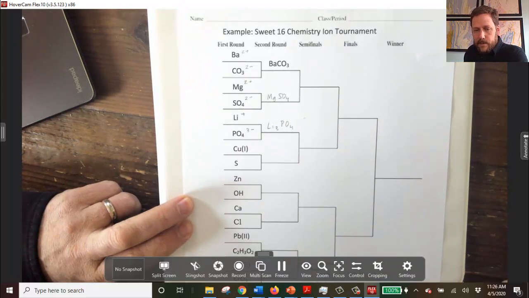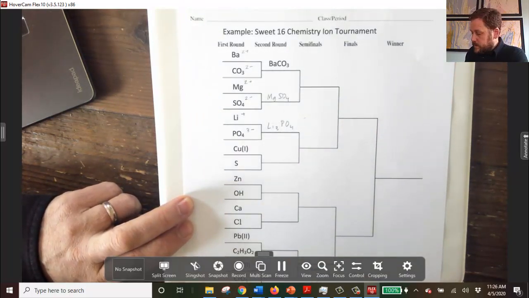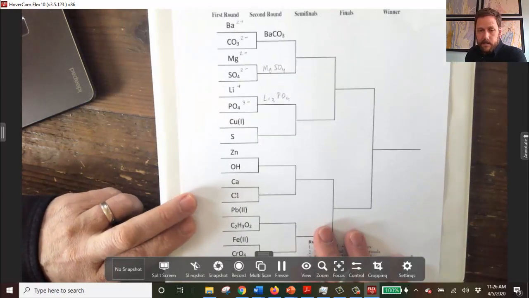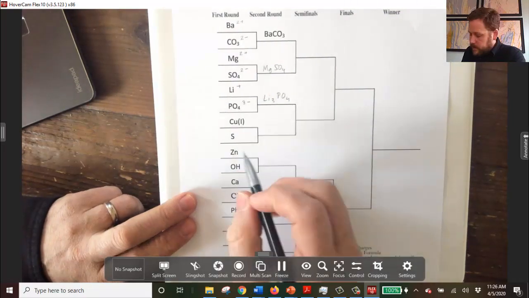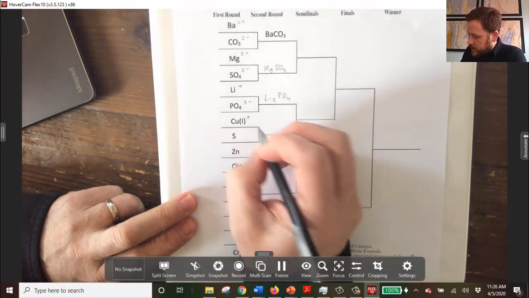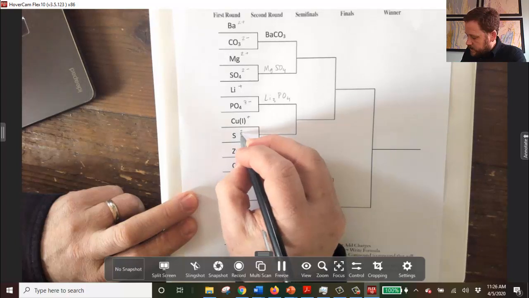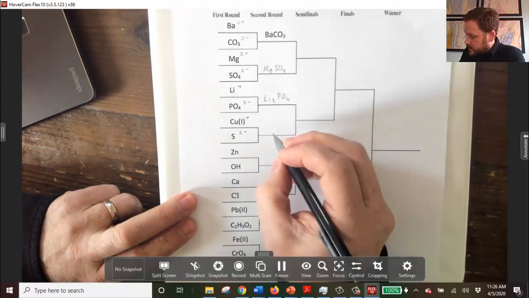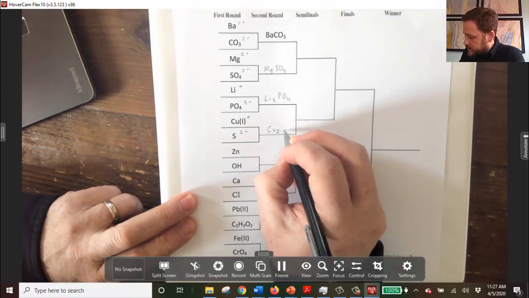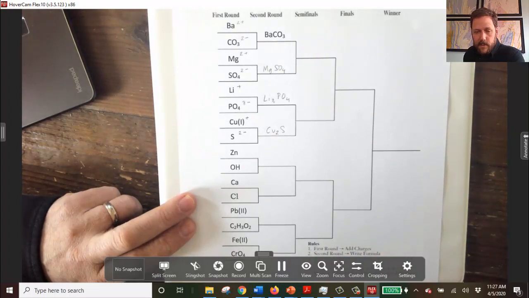So a good review of the logic behind how ionic compound formulas are determined by the preferred charges of the ions involved. The Roman numeral 1 on copper here means that we're talking about a copper 1 ion. And sulfide, of course, is always -2, just like any other group 16 element. So the formula we're going to get here is Cu2S. 2 copper 1 cations, and 1 sulfide anion. Let's go ahead and look at the second half of the bracket.